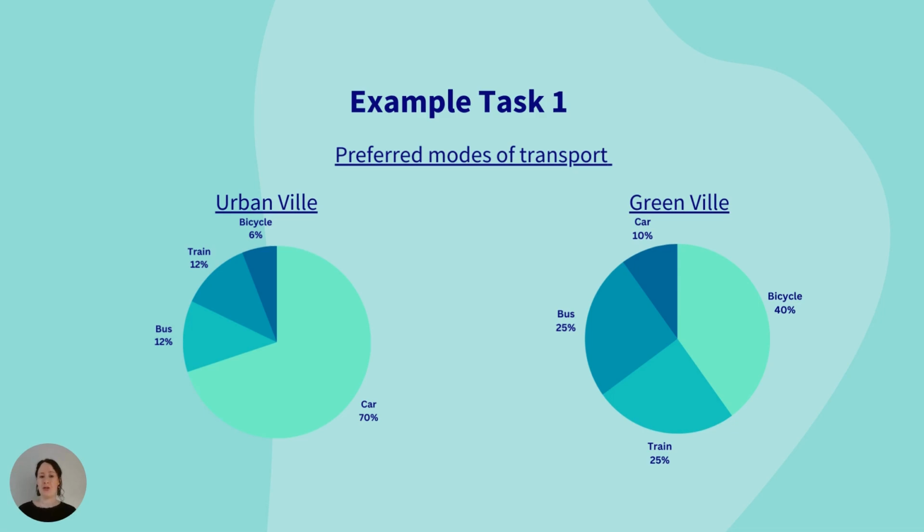Before we take a look at how to write an answer, let's take a closer look at the different parts of the pie charts. As you can see, today we will be talking about people's preferred modes of transport.